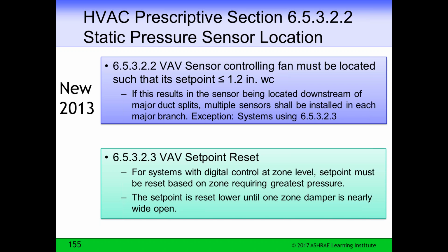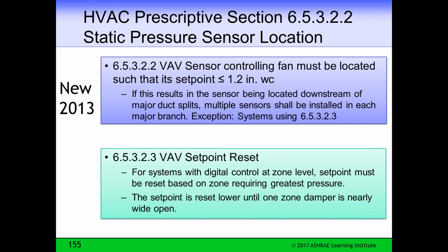Static pressure sensors in VAV systems. So we did a strange thing in 2013, or it sounds strange. Instead of fighting with people about putting the sensor 1/3 of the way down the duct or 2/3 of the way down the duct and all the rules we used to have, we just said sensors controlling fans must be located so that the set point is 1.2 inches of water column. And then we said if this results in a sensor being located downstream of major splits, multiple sensors shall be installed in each major branch.